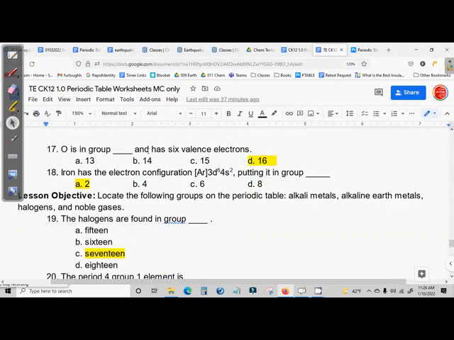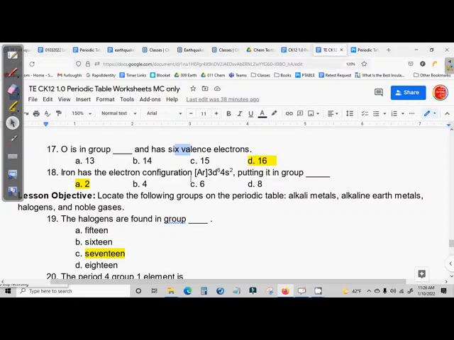Oxygen is in group blank and has 6 electrons. Well, remember, oxygen is in the p block, so 16 minus 10 is 6, so that works out. All right, oxygen is in group 16. If you thought it was 13, 13 minus 10 is 3. Oxygen has 6 valence electrons, not 3, so that can't be the answer.